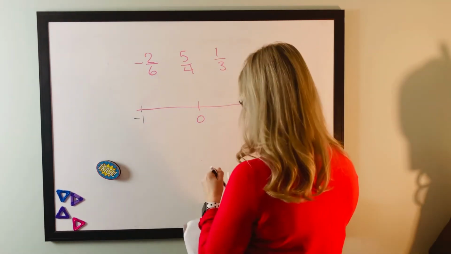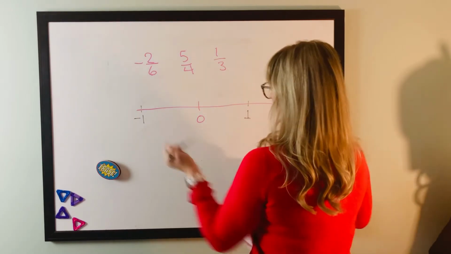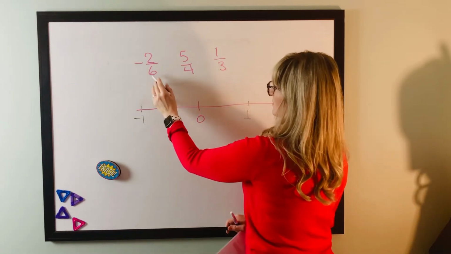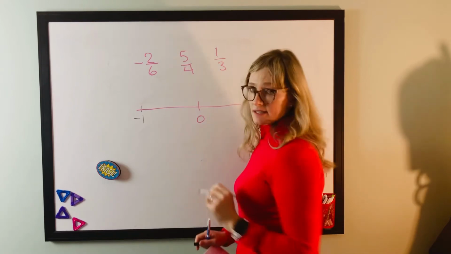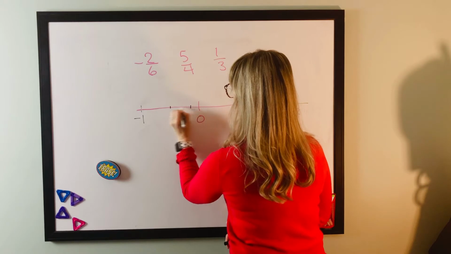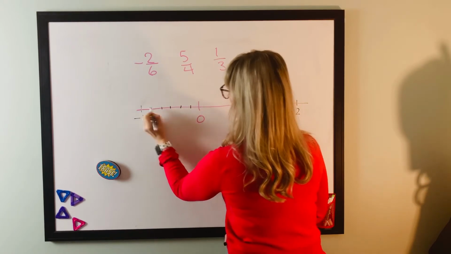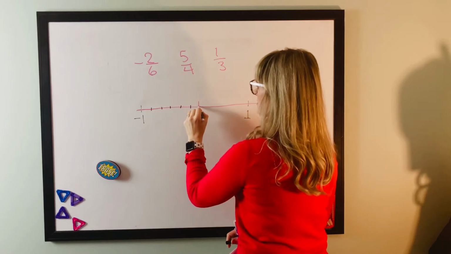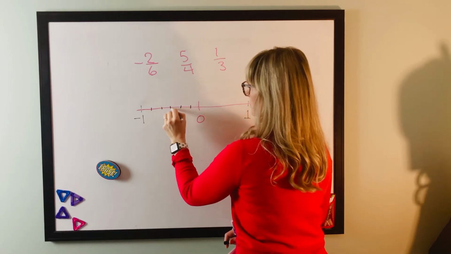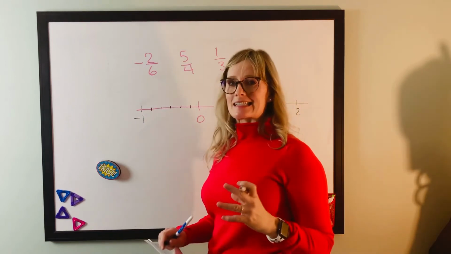I'm trying. And then what we should do is we should take our denominators and say, what's the largest one? The largest one is 6. So let's divide this into sixths. So we've got 1, 2, 3 jumps. 1, 2, 3 equal jumps. How many jumps do we have? 1, 2, 3, 4, 5, 6. This is broken into sixths.